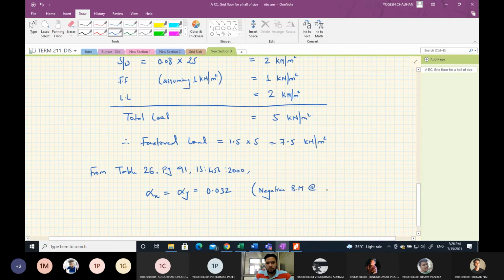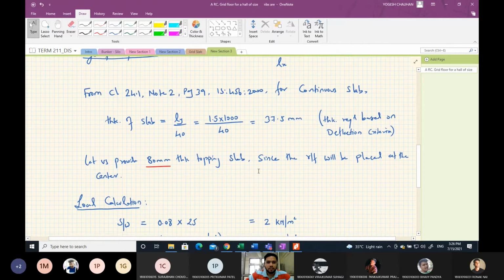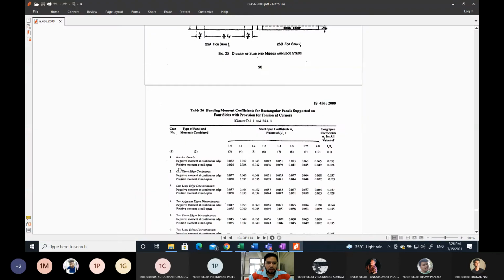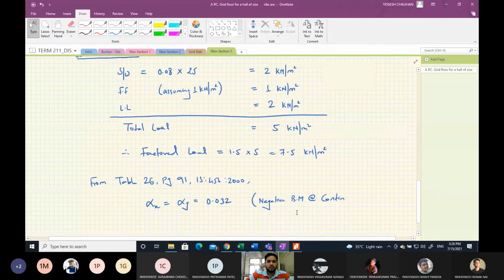At continuous edge. Since the span length is very small, you can see it is 1.5 meter, the positive moment will not govern. So the negative moment will be the governing. So we'll be designing for the negative moment only.